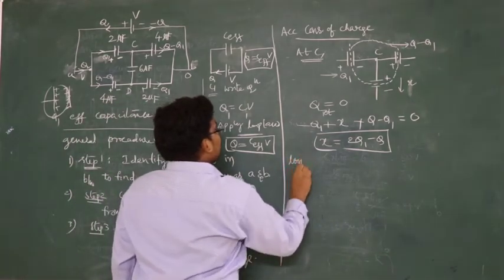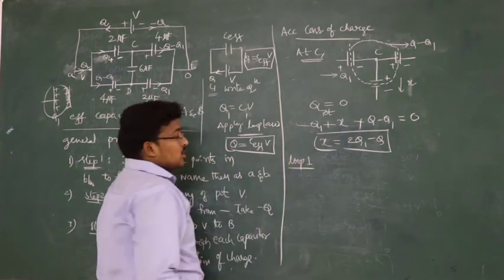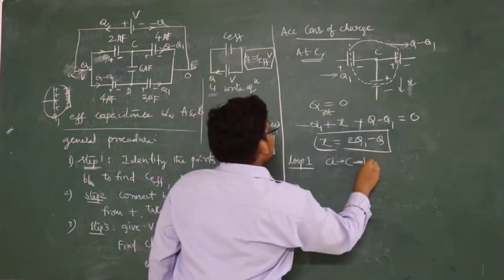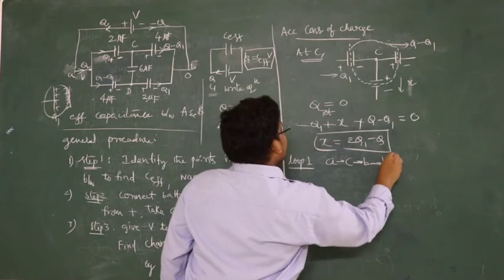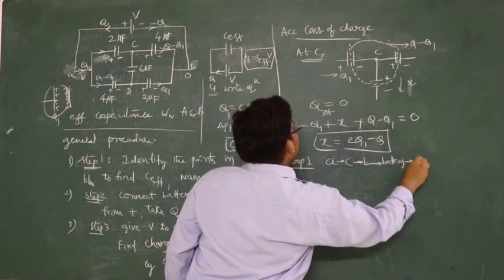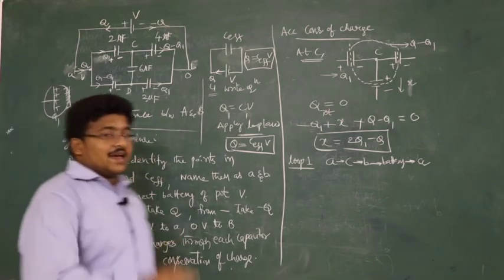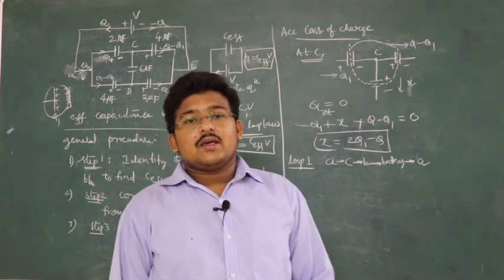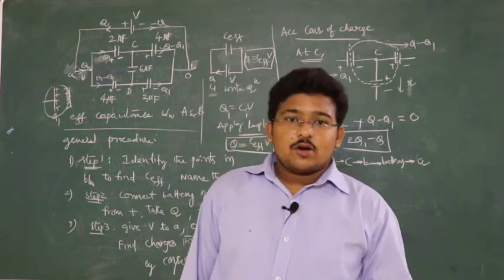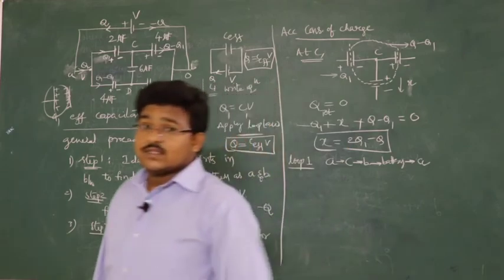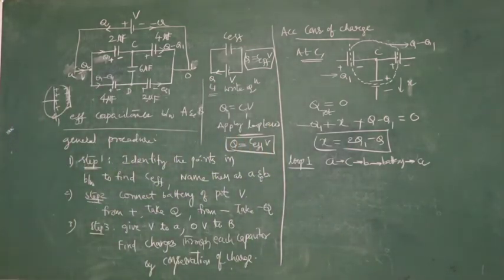So loop 1. What is loop 1? A to C, C to B, B to battery, again to A. By going in this line, in current electricity, some potentials may drop, some potentials may gain, and the total sum will be 0. That is Kirchhoff's voltage law. I am doing the same thing here, Kirchhoff's loop law.